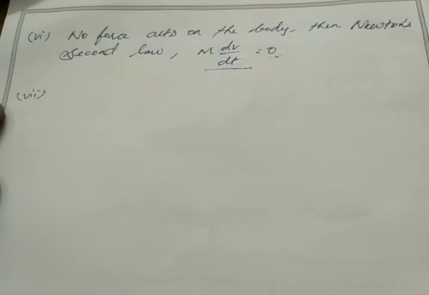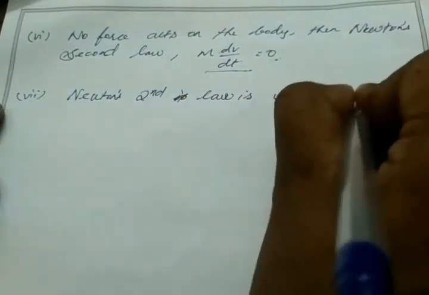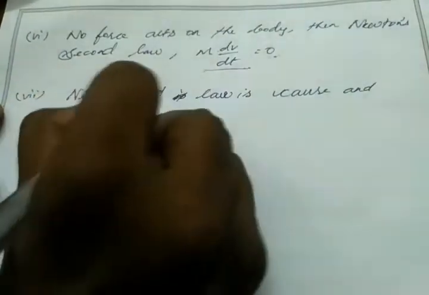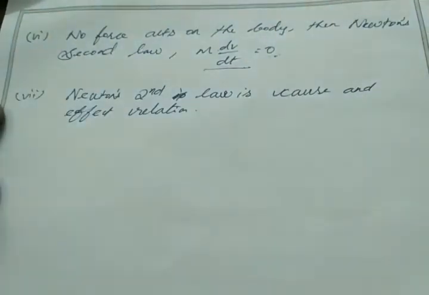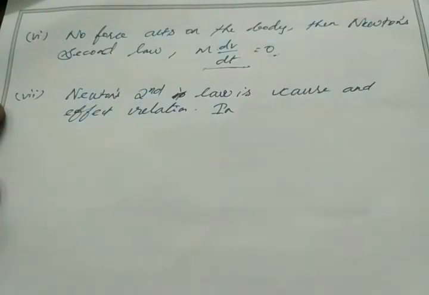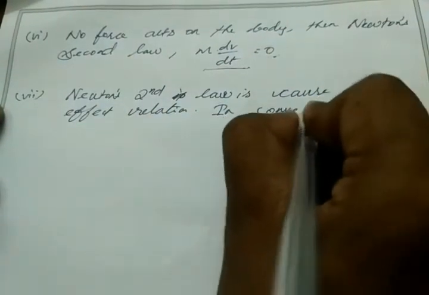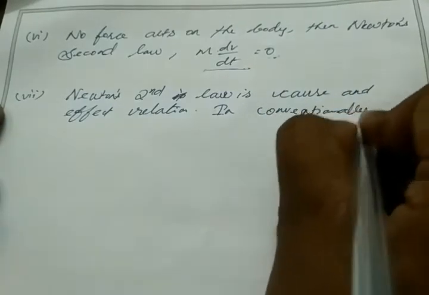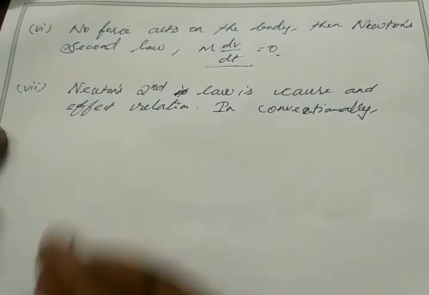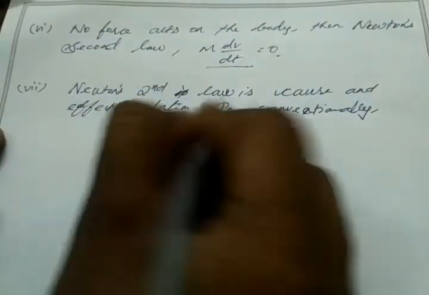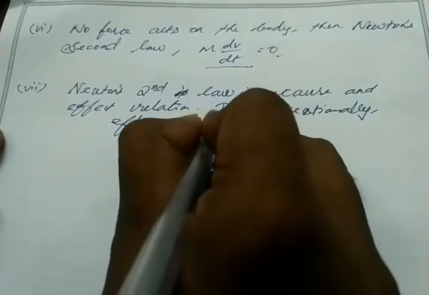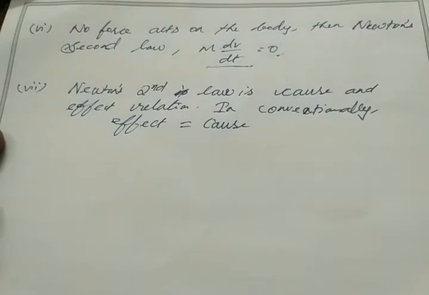Newton's second law is a cause and effect relation. Conventionally, which means some method which we have followed for many years, we write the effect on the left side of the equation and the cause on the right side of the equation. So in Newton's second law, what is the effect?